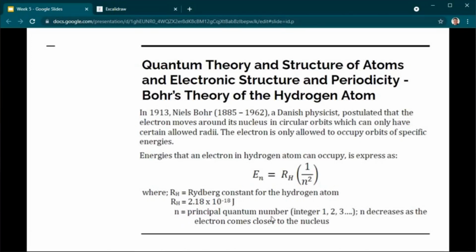n is the principal quantum number, as I've shown on the illustration. It is usually represented by an integer, meaning a whole number, which is 1, 2, 3, and so on. n decreases as the electron comes closer to the nucleus. The closest to the nucleus is 1, then 2, then 3, and so on and so forth.